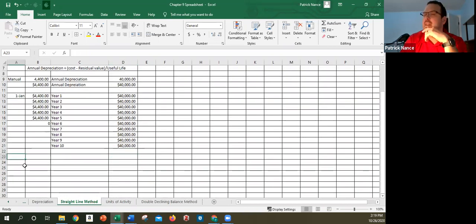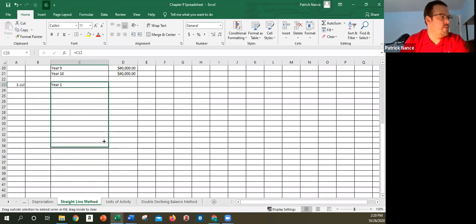What happens if I buy it on June 30th or July 1st, whichever you want to say? So I've done 6 months. If I buy this on July 1st, I've got depreciation for year 1 of July, August, September, October, November, December, 6 months. So I'm just going to copy and paste the years here. We'll cover this a little later in the chapter, but I wanted to cover it now because I think it's easier to see. This is what we call a partial year depreciation.